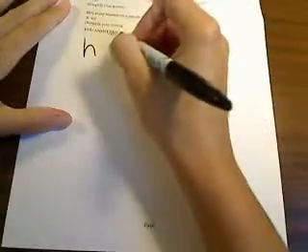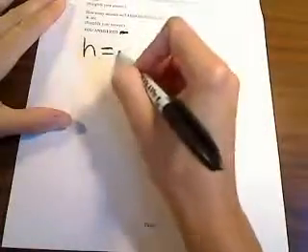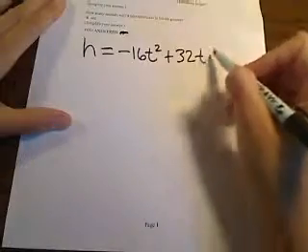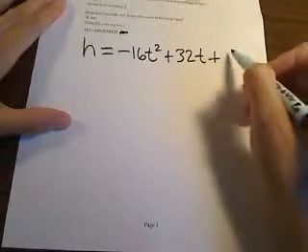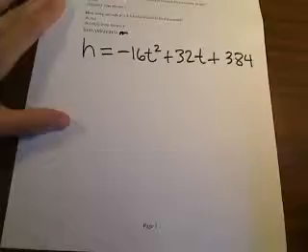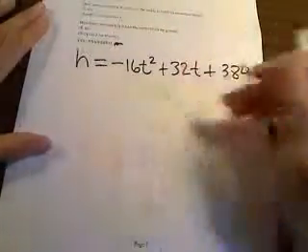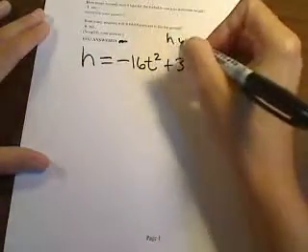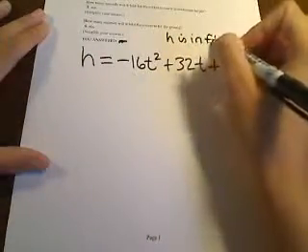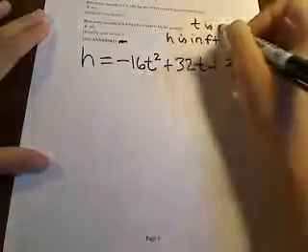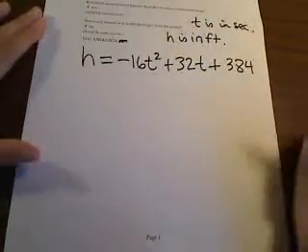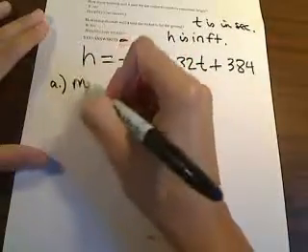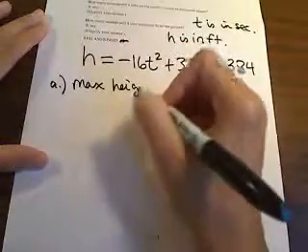So we have h equaling negative 16t squared plus 32t plus 384. They're telling us that h is in feet and that t is in seconds. And the first question that they ask us, I'll just call it part A here, is, what is the maximum height?